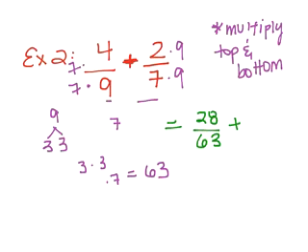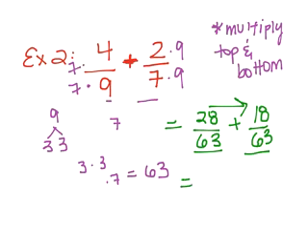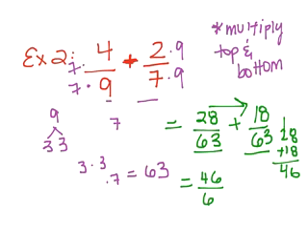Now I'm going to go ahead and do the second one. 9 times 2 gives me 18 over 63. Now that I have the same denominator down here, I can go ahead and add the numerators. So 28 plus 18 gives me 46. So this would be 46 over 63. Now I don't want to leave it like that. I want to make sure that this is completely simplified.